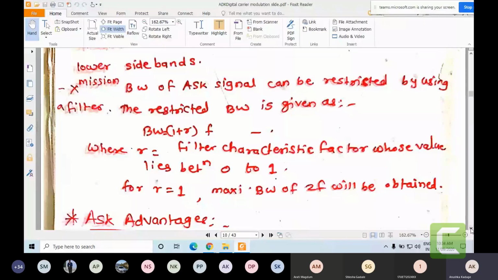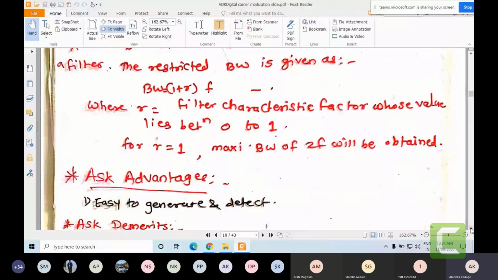Now, after this, we are defining the ASK advantages. And in the ASK advantages, mainly we are commenting regarding the system structure. Just in the modulation process, I told you that for the modulator block diagram, only one product modulator block will be existing.